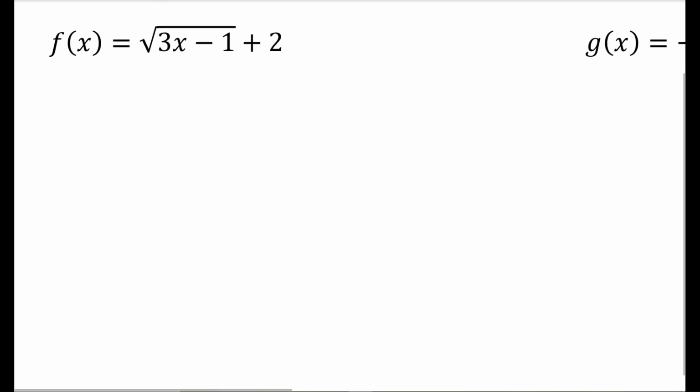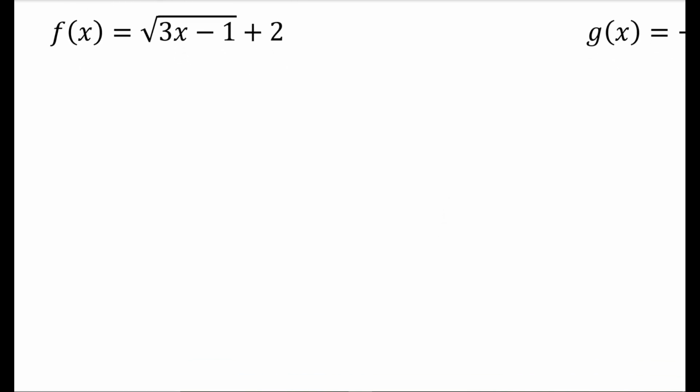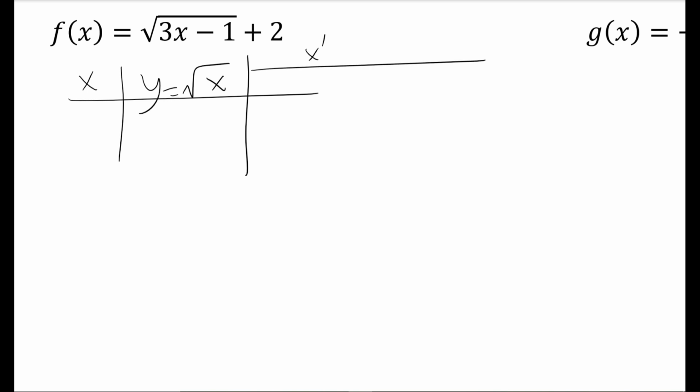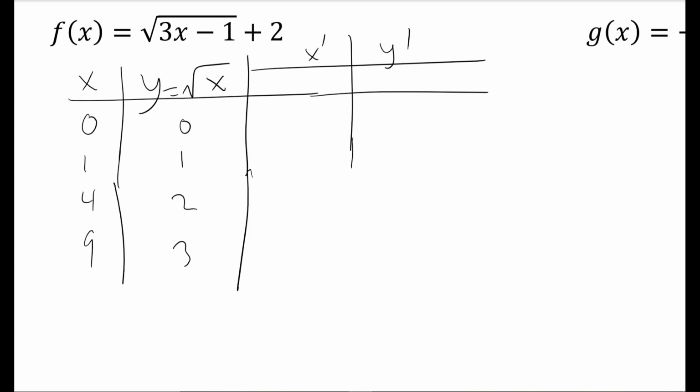So the first problem, square root of 3x minus 1 plus 2. Let's go ahead and set up a table for that. So this is a square root right here, so we're dealing with a square root function. So the parent function is square root of x. Now we have x, and since we're dealing with square root of x, we're going to choose x: 0, 1, 4, and 9, because those are perfect squares. Square root of 0 is 0, square root of 1 is 1, square root of 4 is 2, and square root of 9 is 3. So that's why we chose those values.